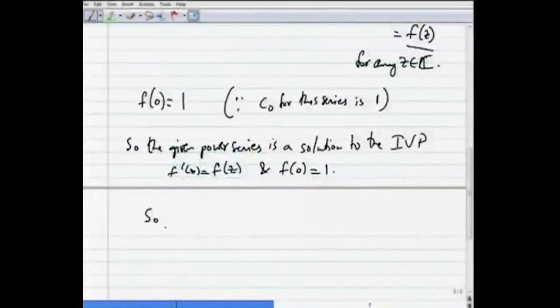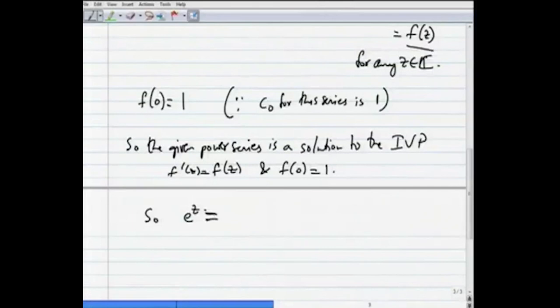So we know that e power z is also a solution. We defined the solution to this IVP as e power z. So e power z has to equal this power series, sigma z power n by n factorial, n equals 0 through infinity. At z equals 0, we define this to be 1. So e power z has this power series expansion around z equals 0, for any z belongs to C.